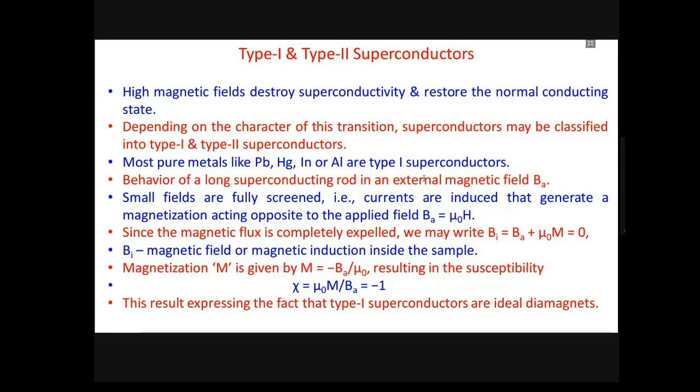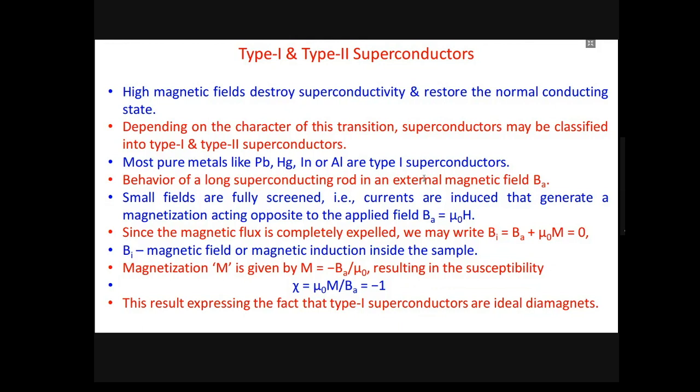So the behavior of a long superconducting rod in an external field BA: small fields are fully screened, that is, a current is induced that generates magnetization acting opposite to the applied field BA. So that is mu naught H. That means basically the magnetization in a superconductor depends upon the shape of the superconducting material. Depending on the shape, the magnetic field that can penetrate into the superconducting material is different. Therefore, the influence of the external magnetic field on a superconductor depends on, and can be dictated by, the shape of the superconducting material. So that's what it is.